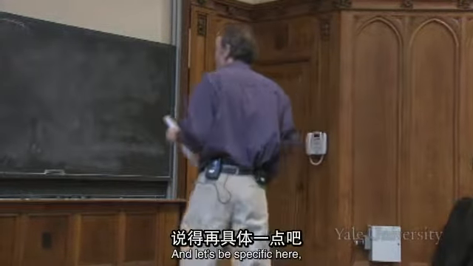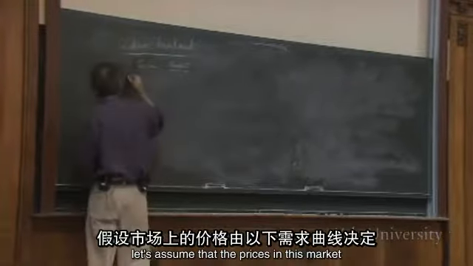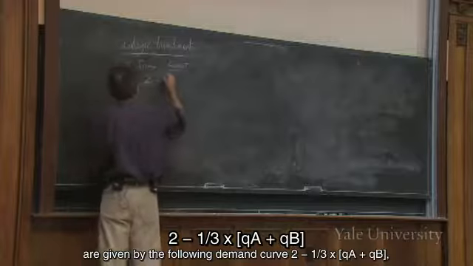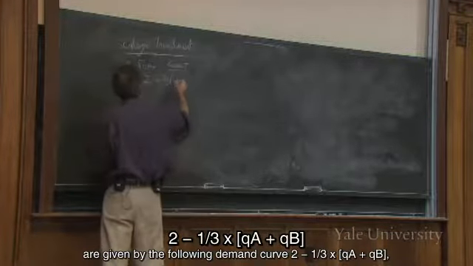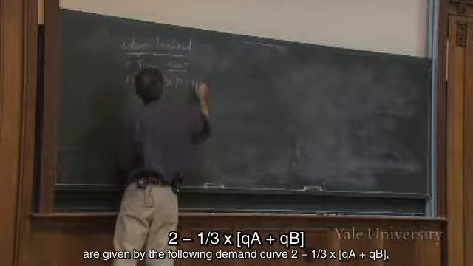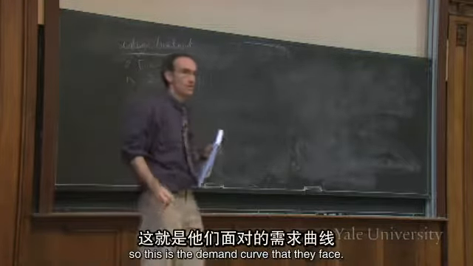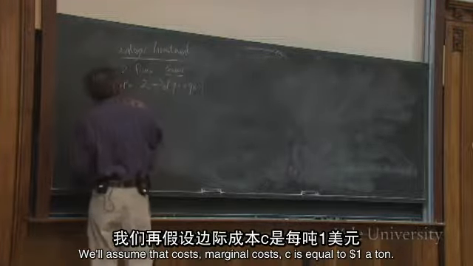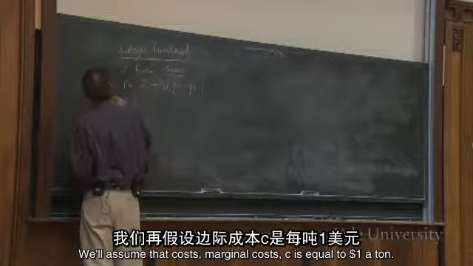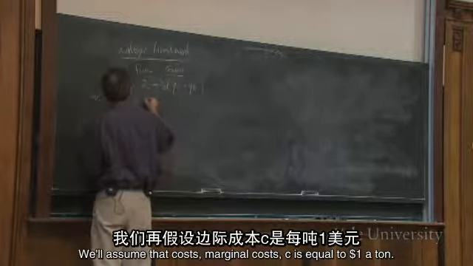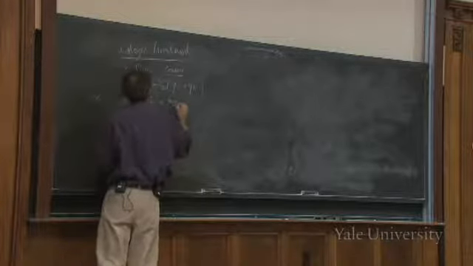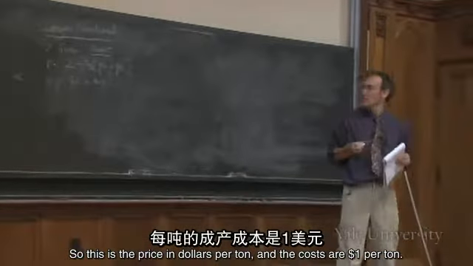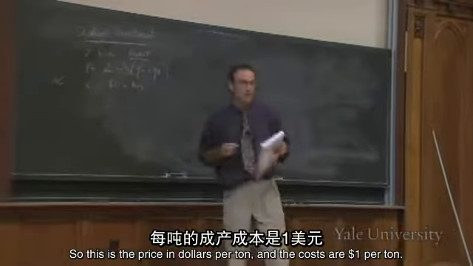All right? And let's be specific here. Let's assume that the prices in this market are given by the following demand curve: 2 minus 1/3 times QA plus QB. All right, so this is the demand curve that they face. All right, and we'll assume that marginal costs, C, is equal to $1 a ton. All right, so this is the price in dollars per ton. And the costs are $1 per ton.